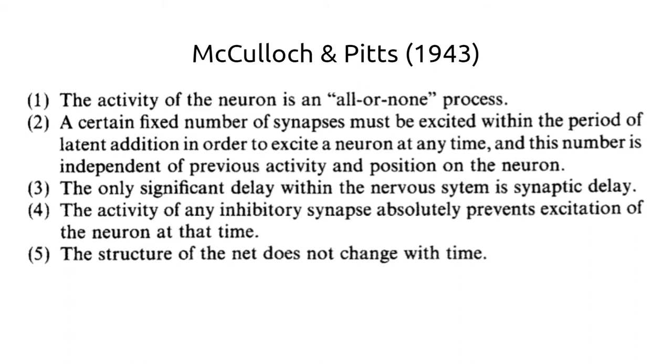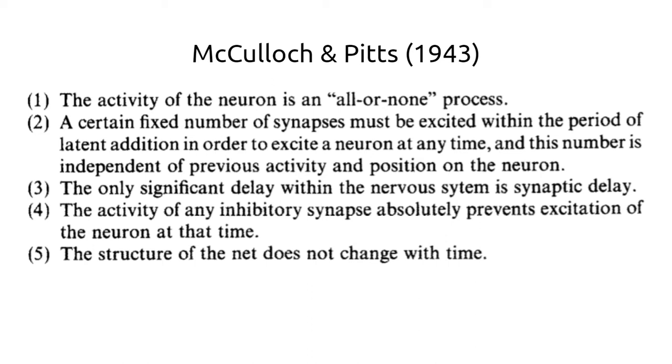Okay, so let's start right at the beginning. This is McCulloch and Pitts, 1943. This is one of the optional readings. And here's the particular set of simplifications that they decided to go with. So number one, we're just going to consider that the neuron is an all or none process. It's either outputting a 1 or it's outputting a 0.